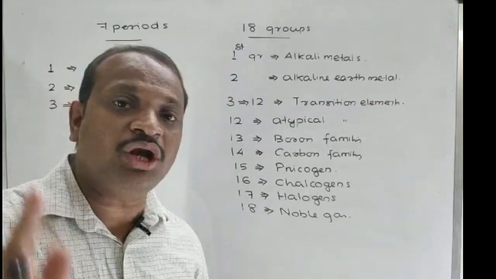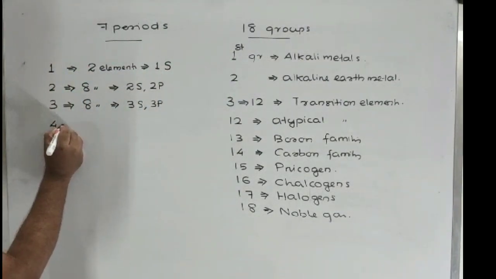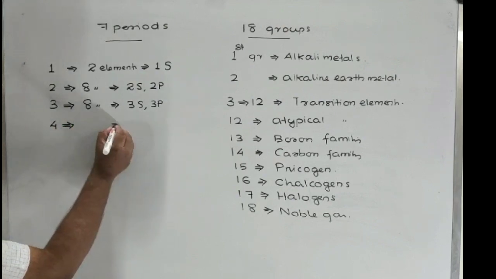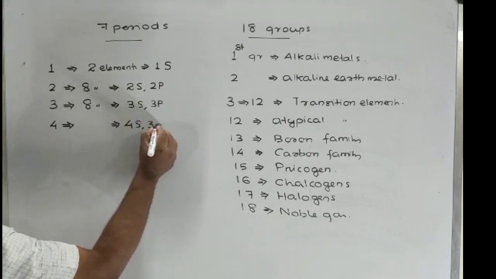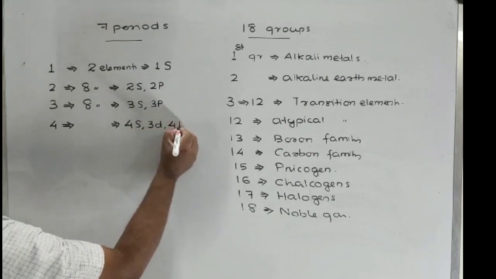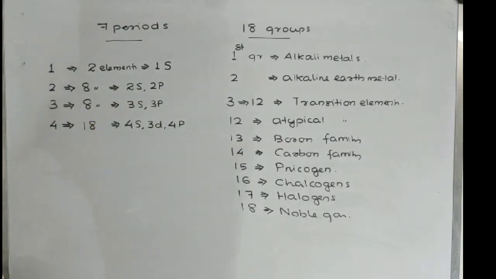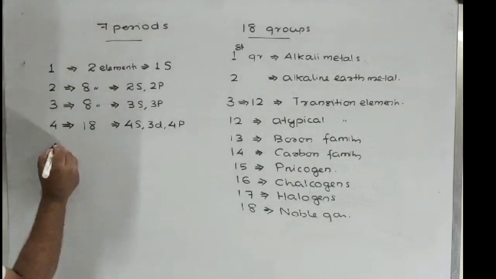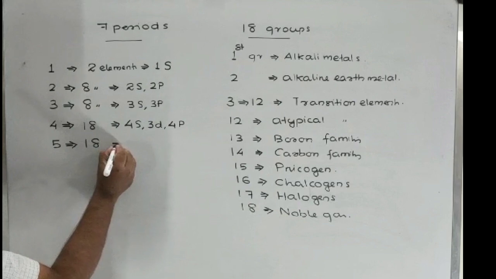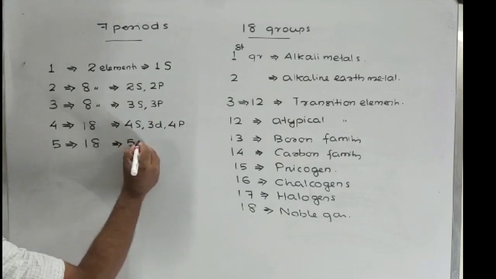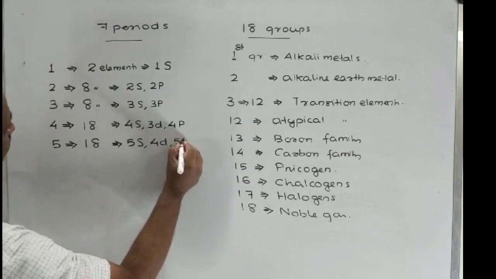3d can be filled only after the filling of 4s. So the fourth period starts with 4s. After 4s comes 3d, then 4p. So in total, you will be able to accommodate 18 elements here. Similarly, for the fifth period, how many elements can be arranged? Again, 18 elements can be arranged because it corresponds to 5s, 4d and 5p.